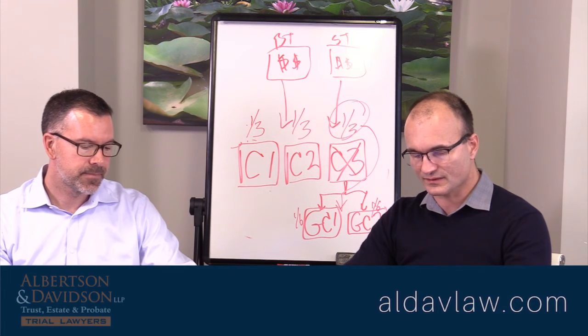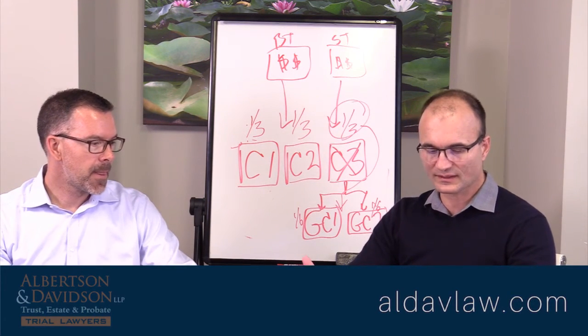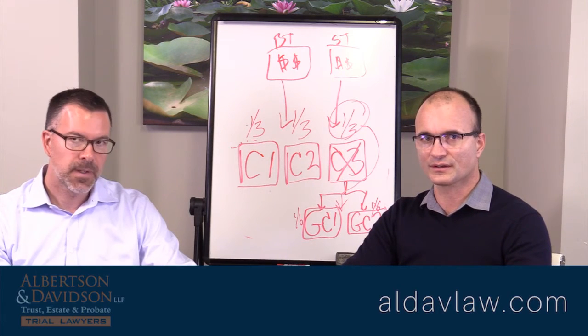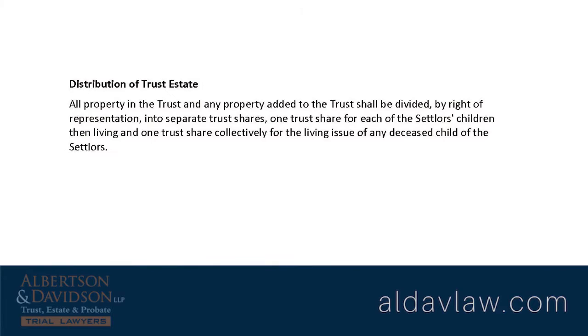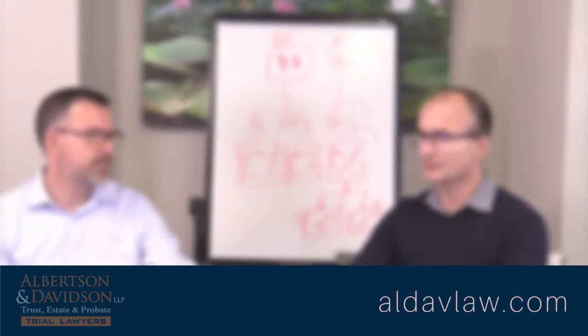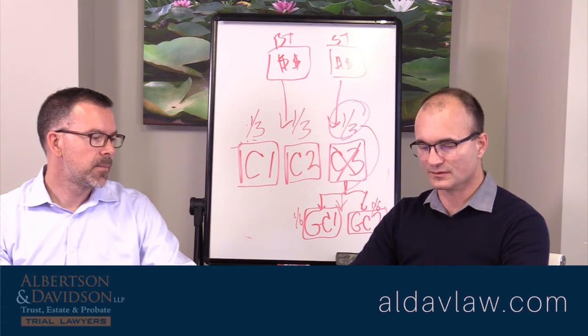And the problem is the standard language. Let's go back to the distribution clause for a minute. If you look at the last line of this paragraph, it says for the living issue of a deceased child. That's the problem. Issue means children, it does not mean spouses. And so that's ultimately going to be the answer, is a big no.